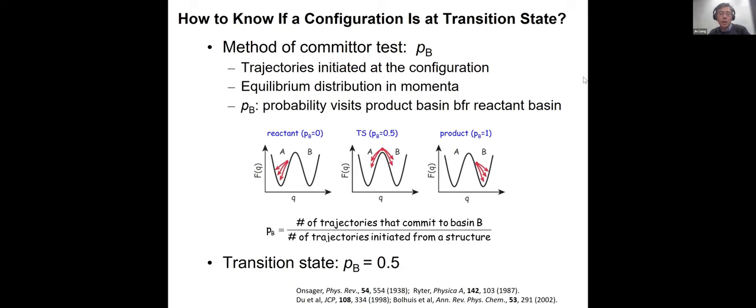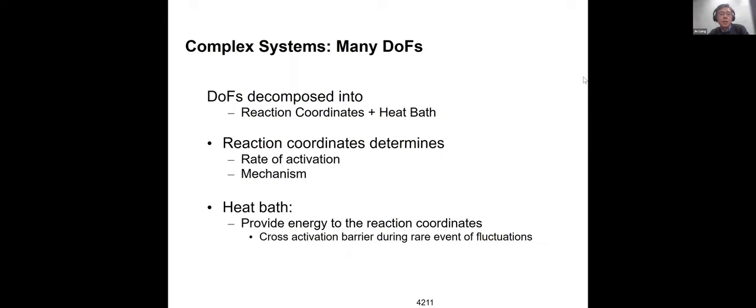This idea goes all the way back to Onsager, but it was popularized by Shakhnovich and Chandler in the 90s. But we are interested in these complicated systems, which have many degrees of freedom. What one should do is decompose these degrees of freedom into what you have already heard about, the reaction coordinates versus those degrees that form the heat baths. We're interested in the reaction coordinates because they determine the rate of activation and tell you the mechanism of how these reactions happen. Heat baths play the role of providing energy to the reaction coordinates, so we can cross the activation barrier during these rare fluctuation events.